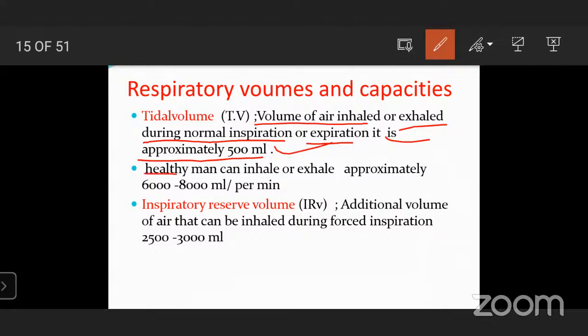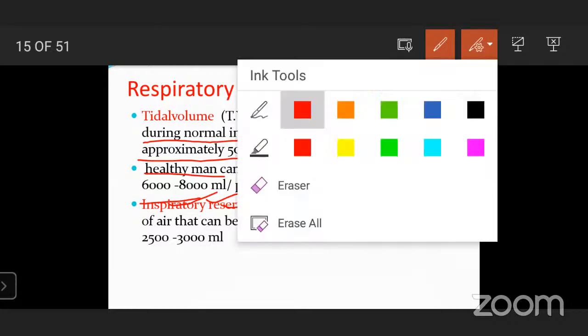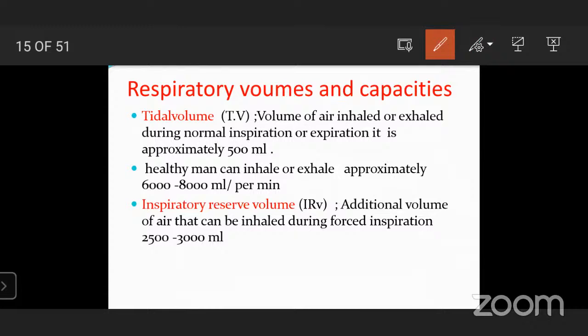A healthy man can inhale or exhale approximately 6,000 to 8,000 ml per minute. This is the tidal volume, a 2 marks question, very important in the IPE. Right. And next, sir, this is the IRV. What is IRV? Inspiratory reserve volume.